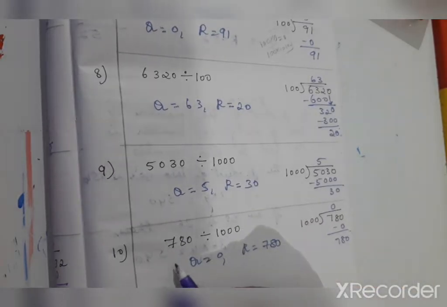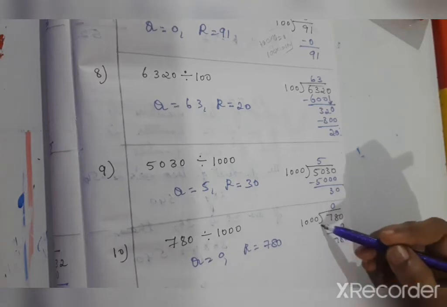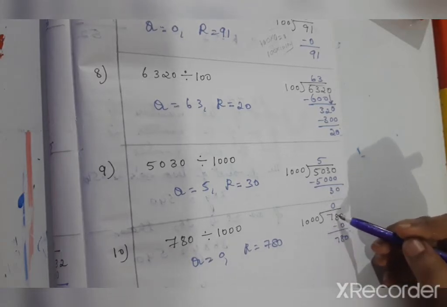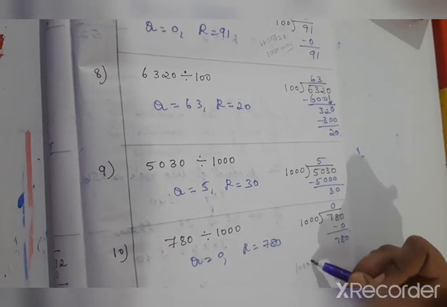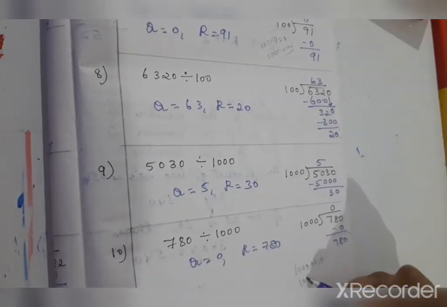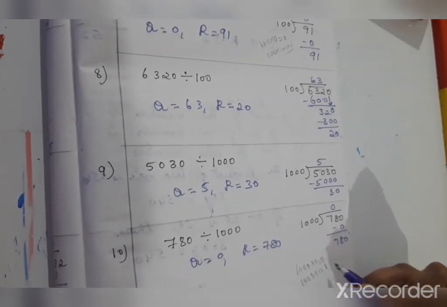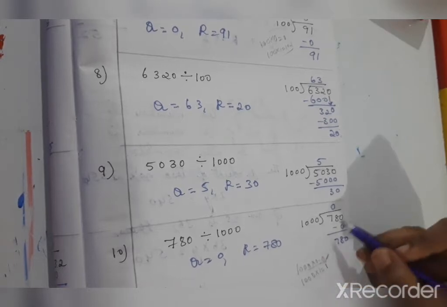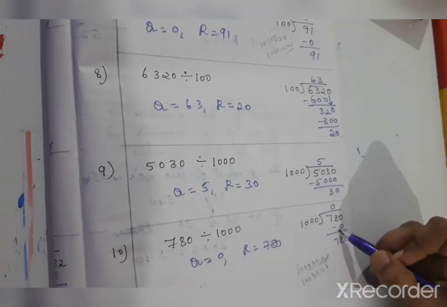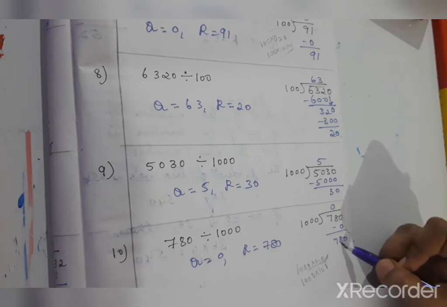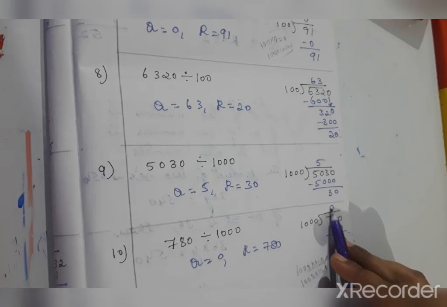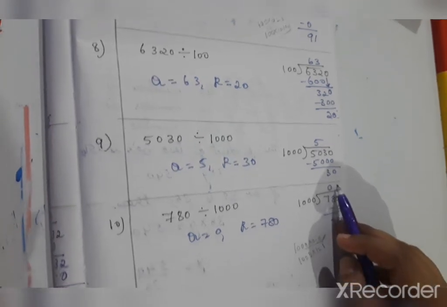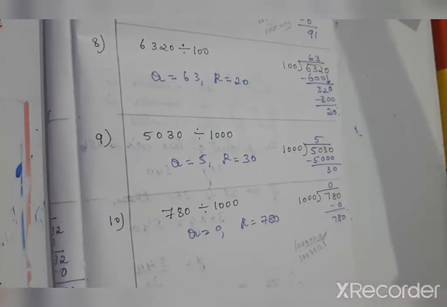Next, the 10th question, 780 divided by 1000. 1000 here and 780. 780 is less than 1000. So we have to take 1000 zeros are 0. 1000 ones are 1000. Which is the nearer one? This is the nearer one. 1000 zeros are 0. After subtracting, 780 minus 0 is 780. 780 is the remainder and the quotient is 0 above the line. The quotient is 0 and the remainder is 780.